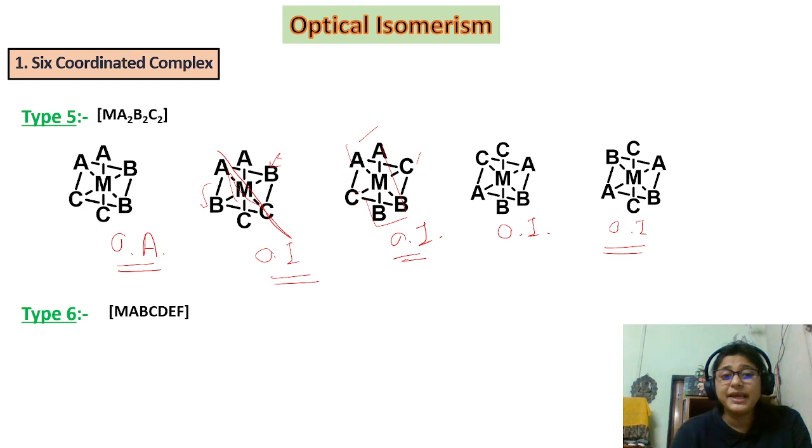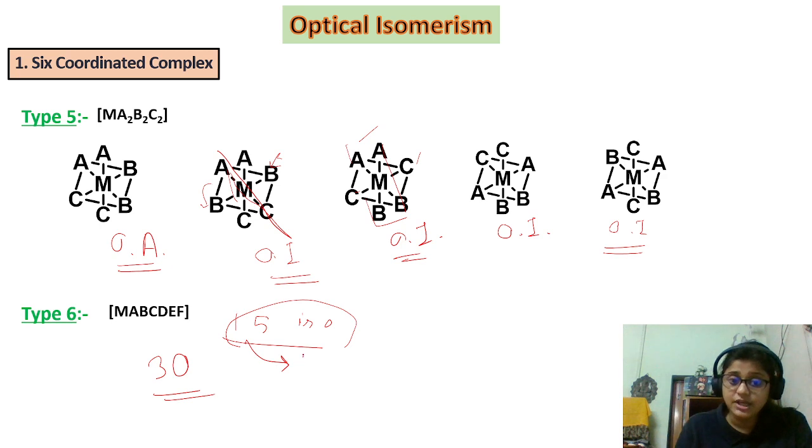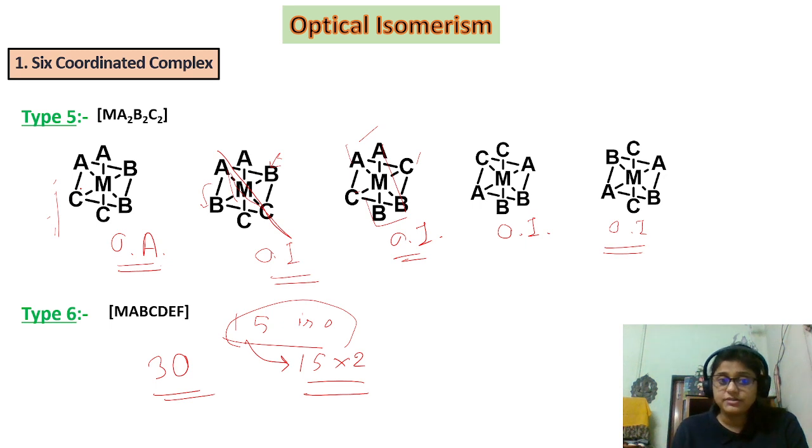So now coming to the Mabcdef type, I have told you that in geometrical isomerism, 15 possible isomers are there, and all are optically active. So as a total, optical isomers possible is 30, because all have enantiomers, mirror images. So 15 into 2. The molecules which are optically active have a non-superimposable mirror image, so it consists of enantiomers.